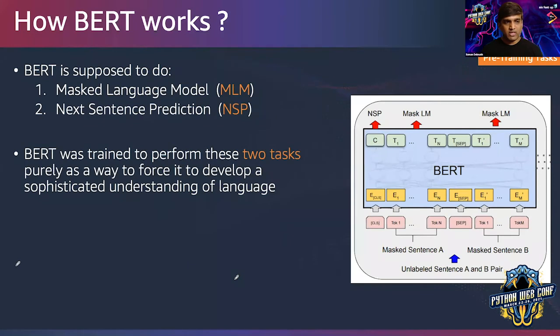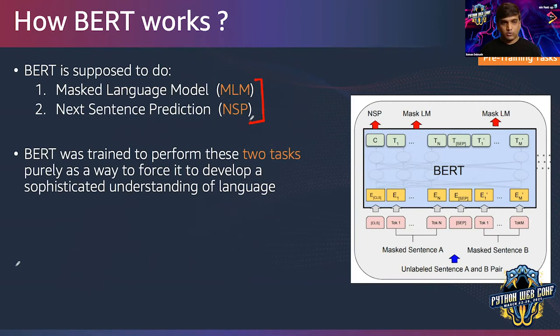And why do we say pre-trained? Because at the end of the day, the idea is to make a model which can understand a language better, right? And the way that we can make a model understand language better is by solving some problems, right? So BERT is trained for these two problems. One is masked language model, and another is next sentence prediction.